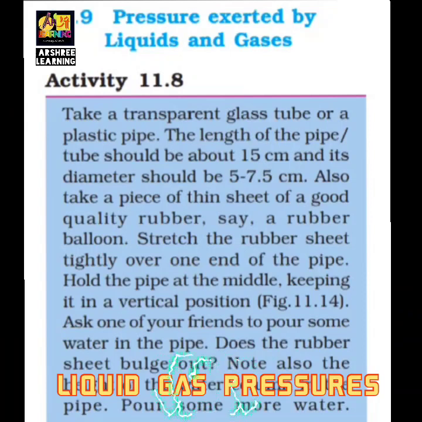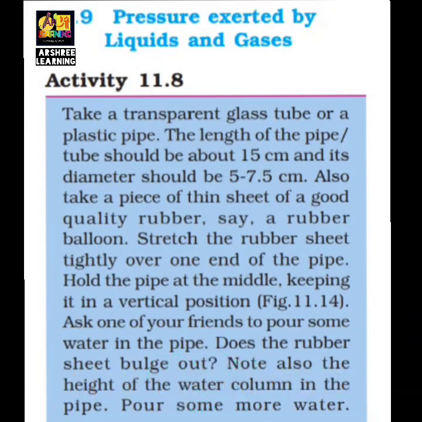As children, we learned about pressure exerted by solids. Solids exert pressure downwards towards the earth because of the gravity of the earth. If heavy things are kept, then they will put pressure downwards. The pressure never acts on the side or upwards. But the difference between pressure exerted by solid and liquid we'll read now: the pressure exerted by liquids and gases.